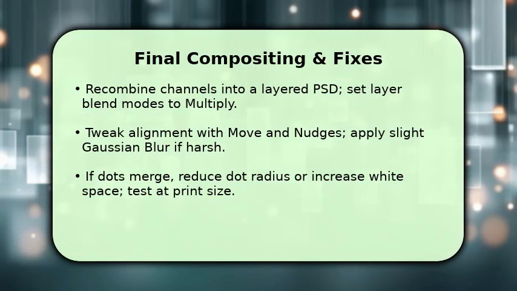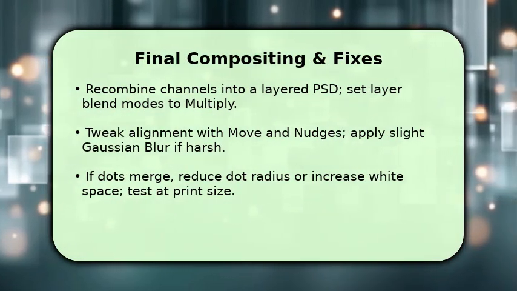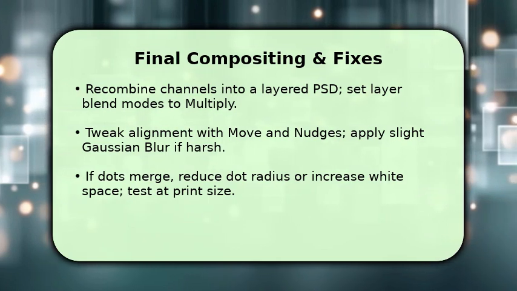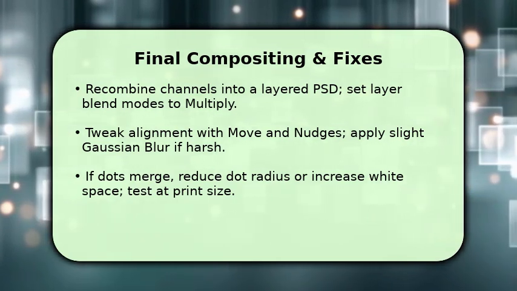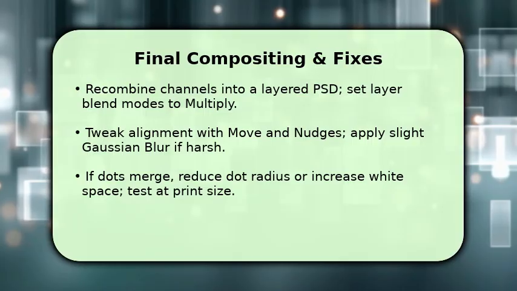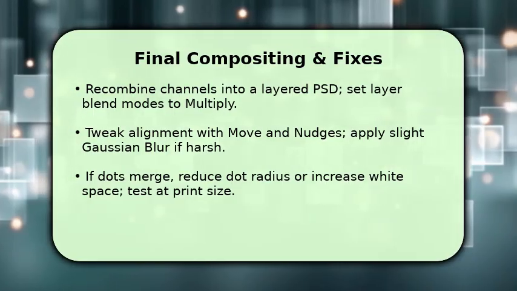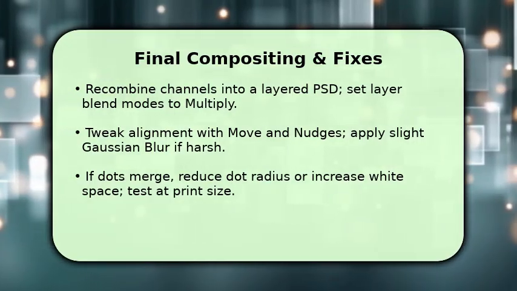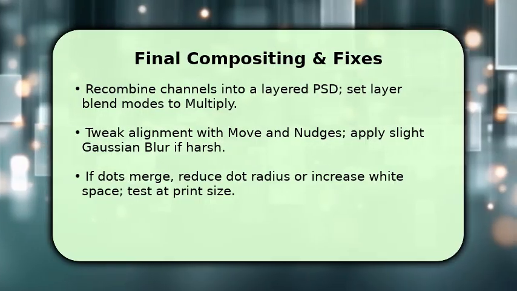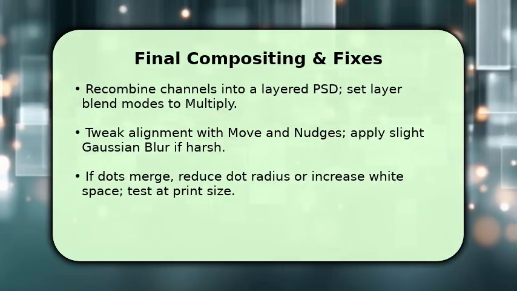To finish, recombine your halftone channels into a layered PSD and set each layer to multiply so inks simulate real printing. Align layers carefully using small nudges. Even 1 pixel shifts change color registration. If edges look too harsh, apply a subtle Gaussian blur to the halftone layer and lower opacity to taste.